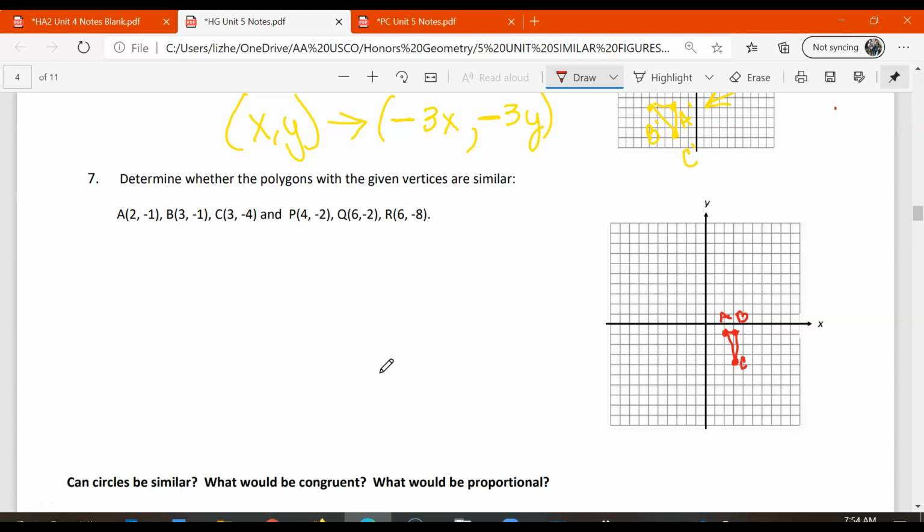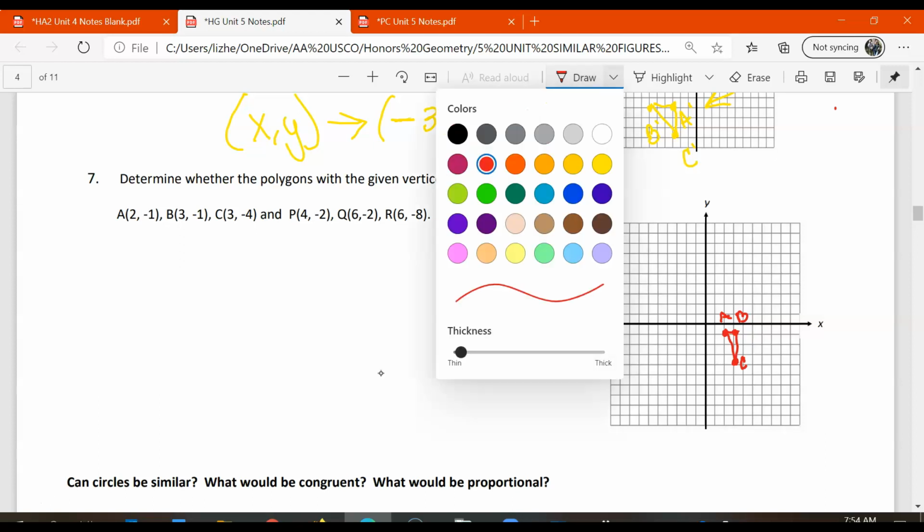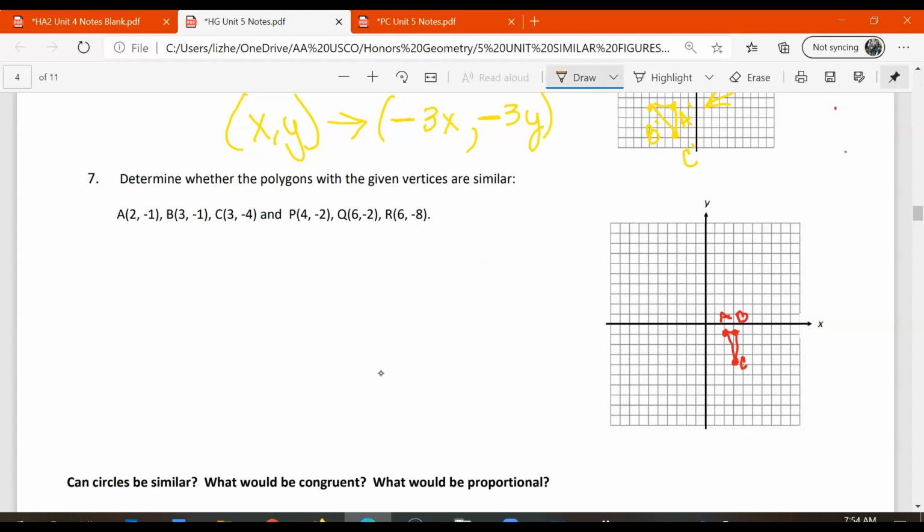All right, now we have P in another color. How about brown? I've never used brown. Okay, 4, -2. There's P. Q is 6, -2. And R is 6, -8. So what we have are these 2 little triangles. Hopefully on your paper you drew them neater than mine because they are similar. They look similar, don't they? But maybe not so much on my screen.